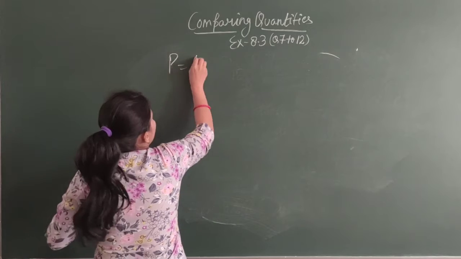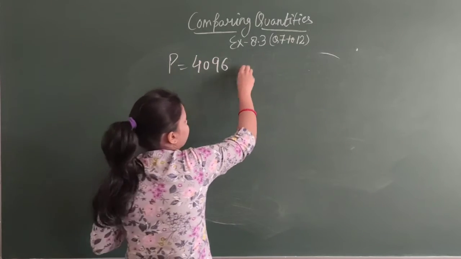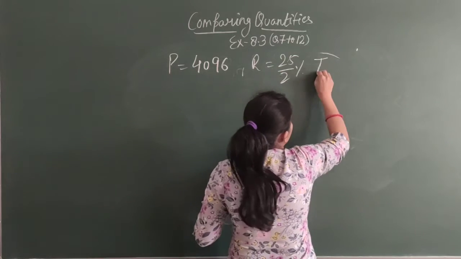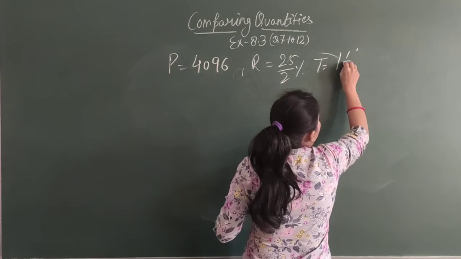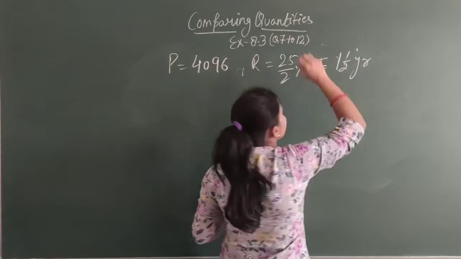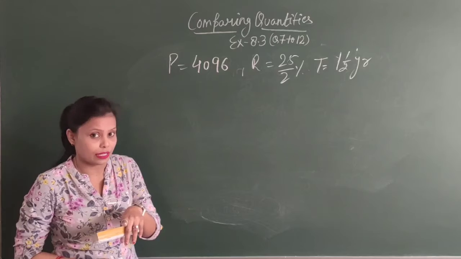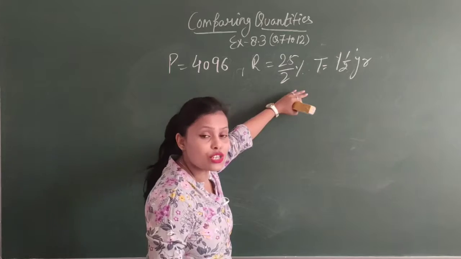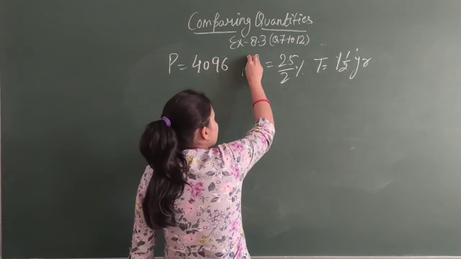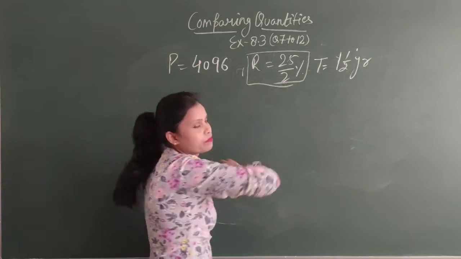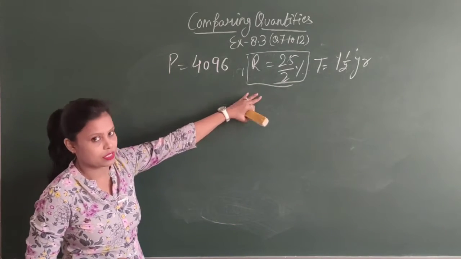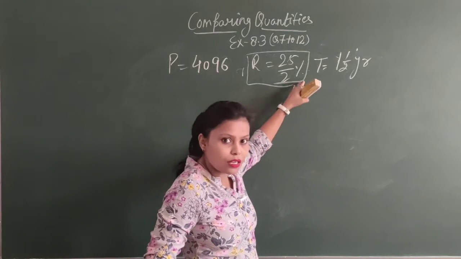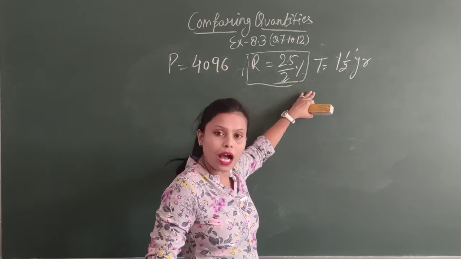Principal is given as 4,096 rupees. Rate is given 25 by 2% and time is 1.5 year, and we have to calculate the compound interest half yearly, right? So it is given that this interest is charged half yearly, so we will not half it. Okay, we will not half it. Why? Because it is asked in the question that this rate is charged half yearly.